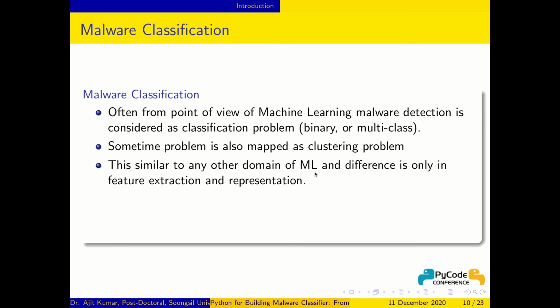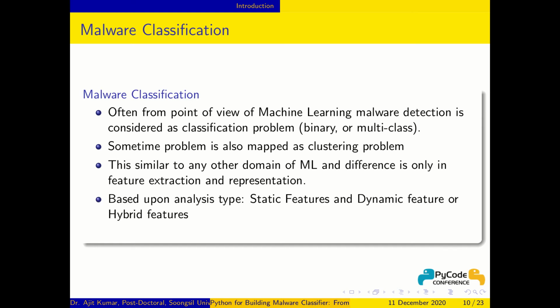Similar to any other domain, here we also extract features differently for different programs, and then we run a malware program and we build the malware classifier. Based upon what we previously learned about static analysis and dynamic analysis, we also call them static features and dynamic features, or if you are using both together, that is considered a hybrid feature. In a further slide I will discuss what static features and dynamic features are.